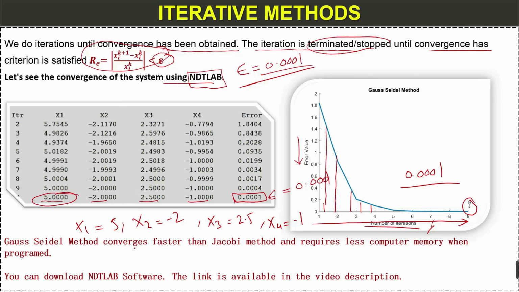So the Gauss-Seidel method converges faster than the Jacobi method and requires less computer memory when programmed.